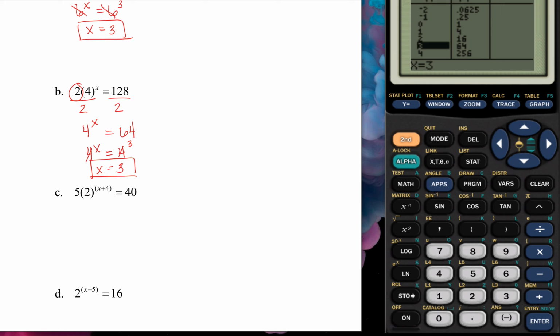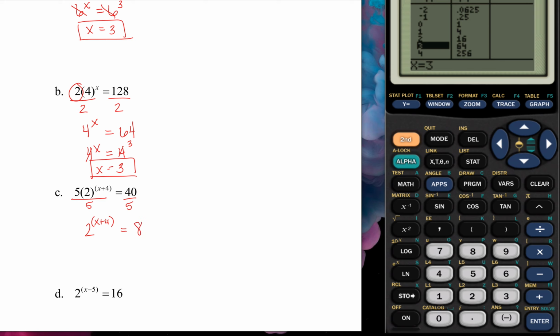All right, C. Very similar problem. Okay, it's slightly more complicated, but again, we need our base of 2 raised to the power of x plus 4 all by itself. So I have to move the 5 in front first. So I'm going to divide by 5 on both sides so that I get 2 raised to the power of x plus 4 is equal to, well, 40 divided by 5 is going to be 8.